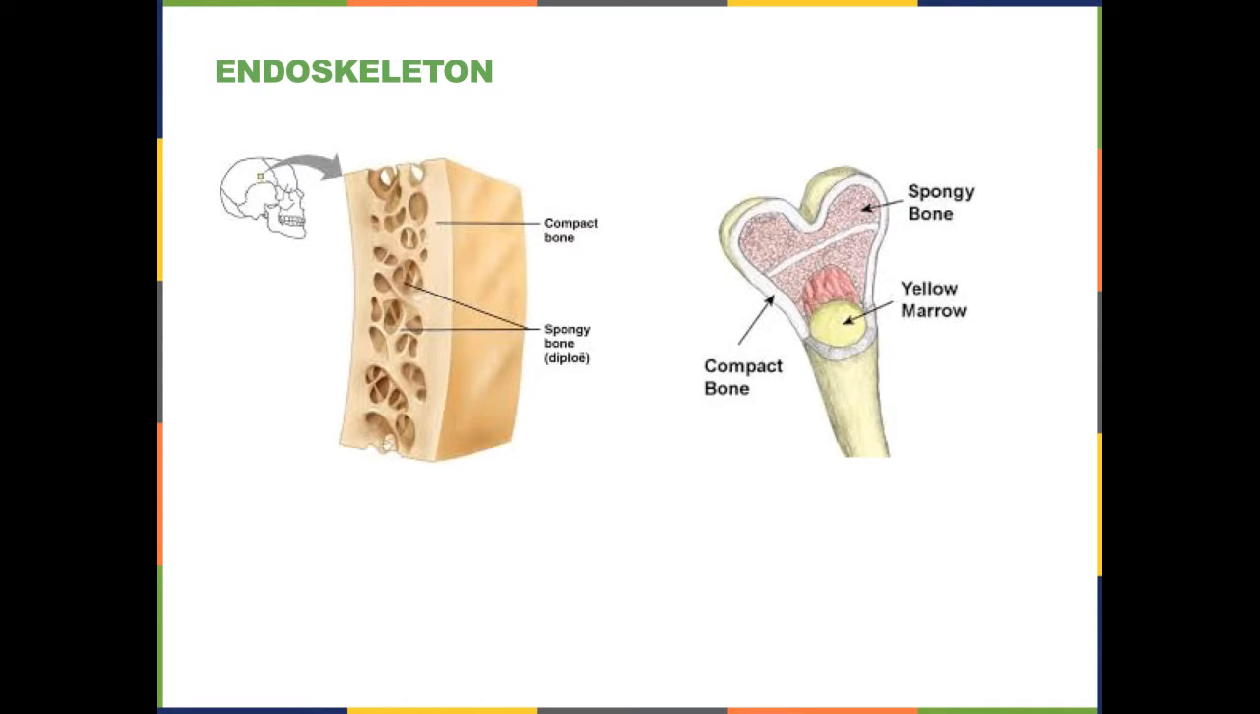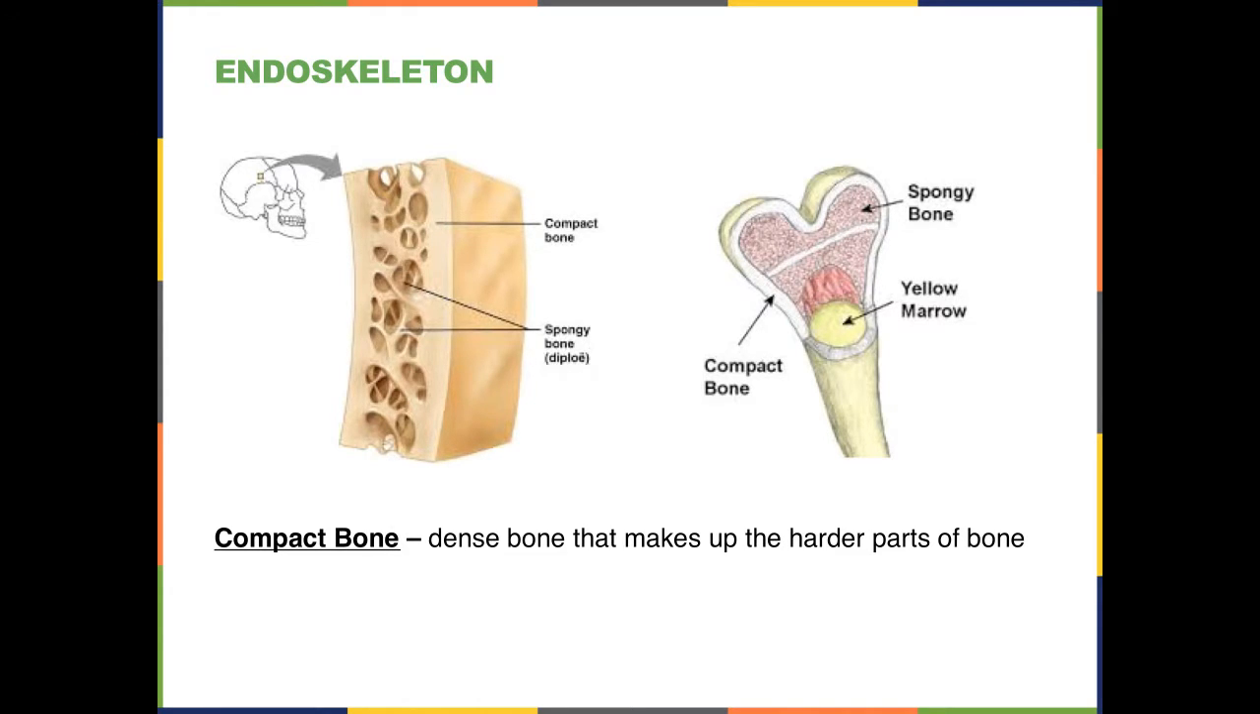Now, when we talk about bone, there's actually two types of bone that we have to talk about. The first of these is called compact bone. And compact bone is shown here and here. This is a piece of skull, as this diagram shows here. And it's also, compact bone is on the outside of this femur head here. And compact bone is dense and very hard, and it performs most of the function of support.